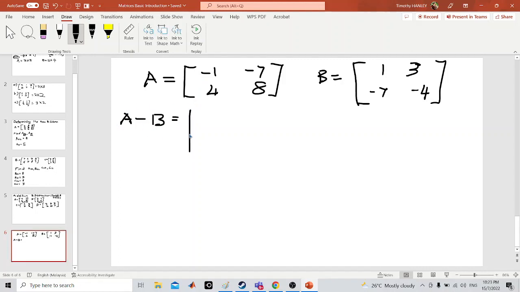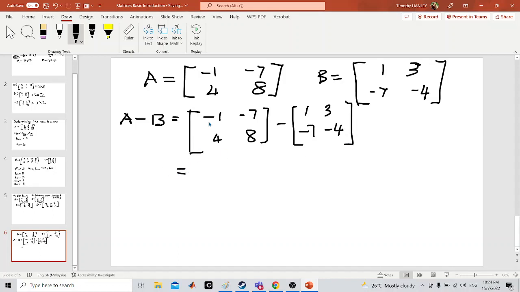We just rewrite the question. So A is -1, -7, -7, 4, and 8. Minus matrix B. So 1, 3, -7, and -4. So how to solve this? The second step is the same. You guys have to minus the same row and column.